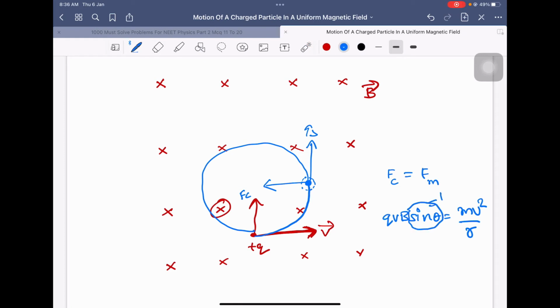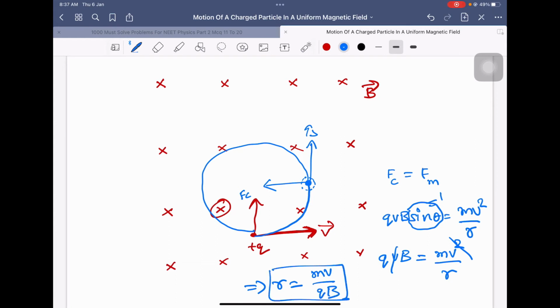Okay, so therefore I can write QVB is equal to mv square divided by r. So this v and v get cancelled. So I can write an equation for radius. R is equal to mv by qB.